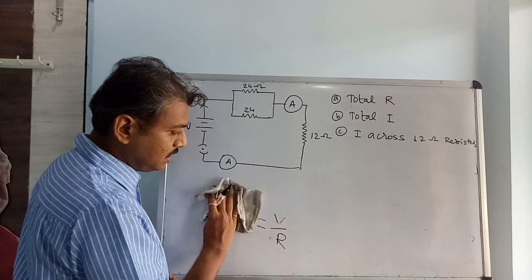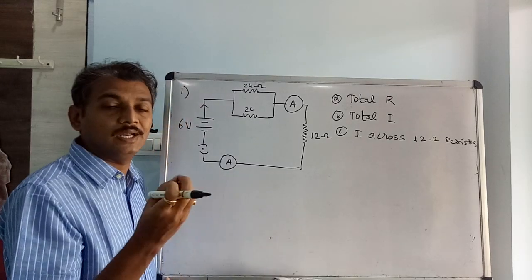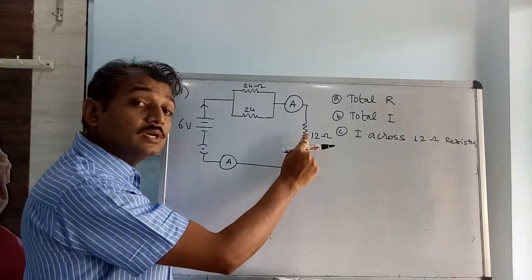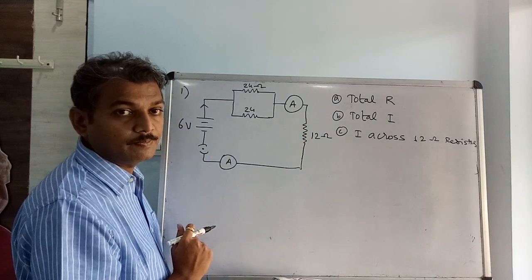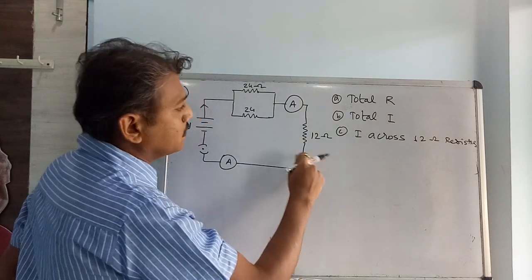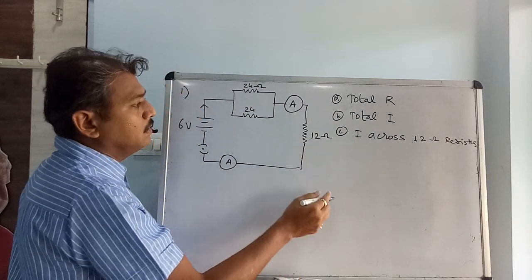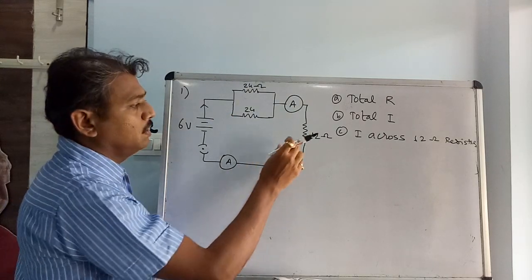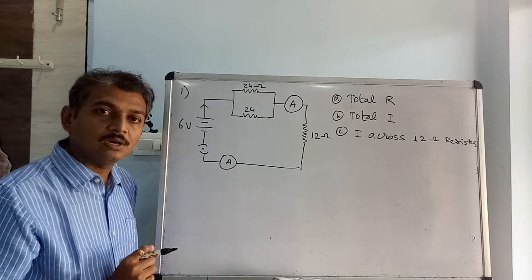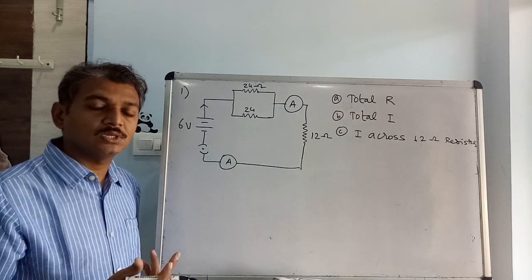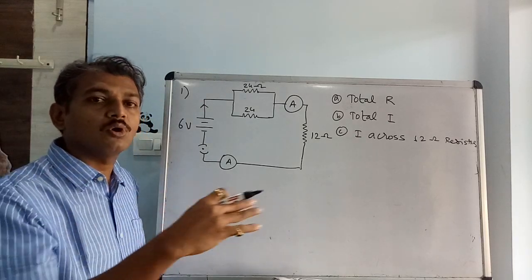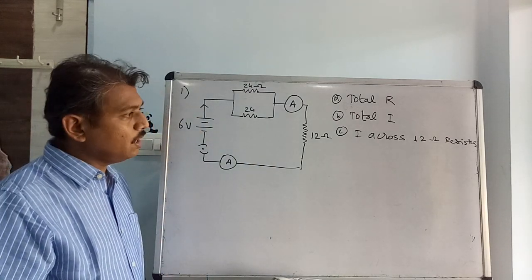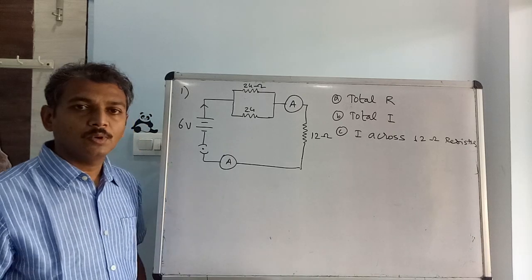Now the third question asked here is a slightly tricky one. You are asked to calculate the current flowing through the 12 ohm resistance only. While calculating that, you can see that the condition is in series. Specially, in a series combination, the current flows equally through all the resistances. This is the clue. So this is all about the first numerical.